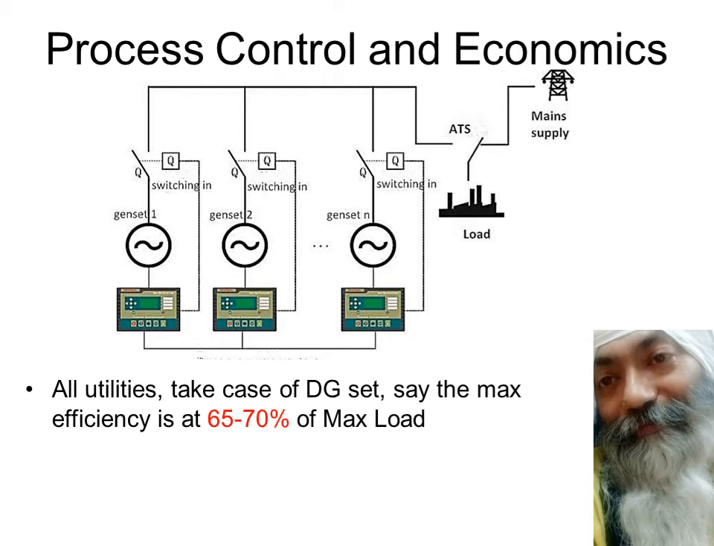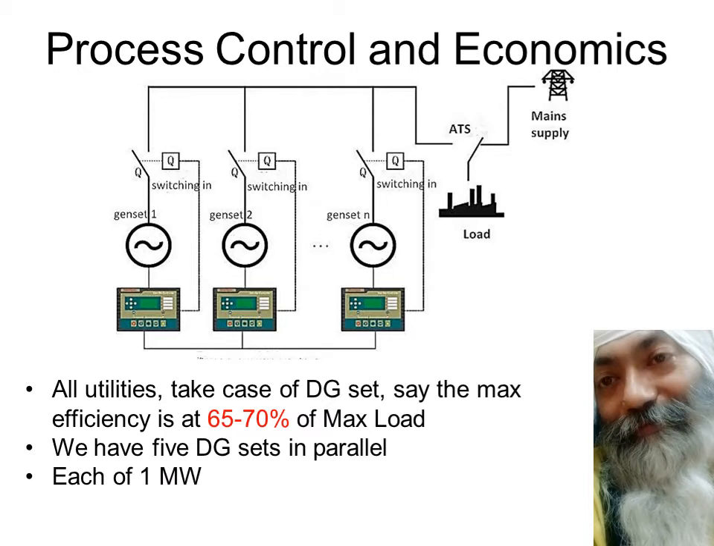So this is a DG set, a diesel generator set, and most DG sets operate with maximum efficiency when the load is 65 to 70% of the maximum load. That is where you get the maximum efficiency. Let us say we have 5 DG sets in parallel, and each is of 1 megawatt. You can operate 1, 2, 3, 4, or all 5 in parallel. Each is of 1 megawatt, and the efficiency is best obtained at 65 to 70%. We will remember this, and let's see how things operate thereafter.